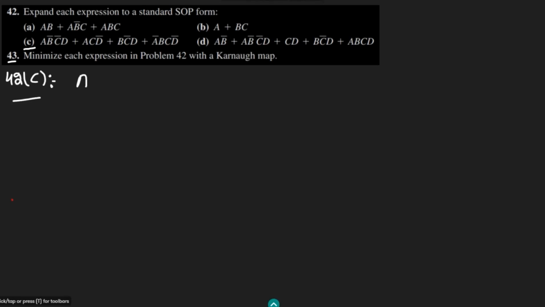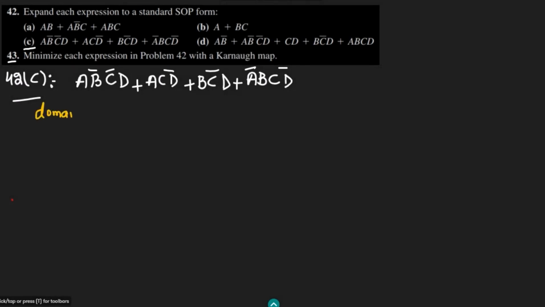So here we have AB'C'D plus ACD' plus BC'D plus A'BCD'. Okay, so these are the terms, and first of all I have to convert them to the standard SOP form. So therefore I can see that the domain variables are A, B, C and D.